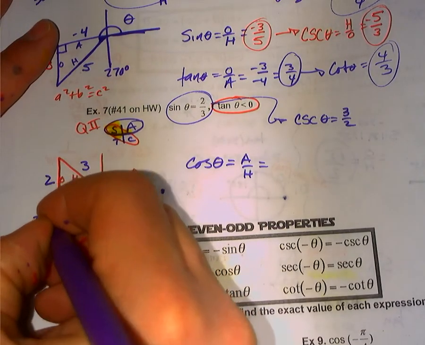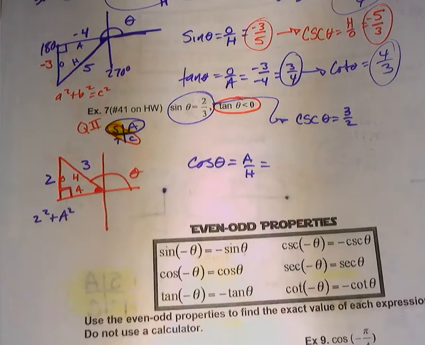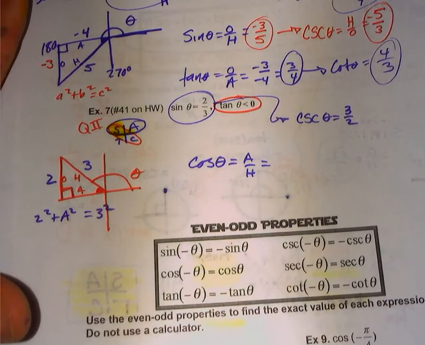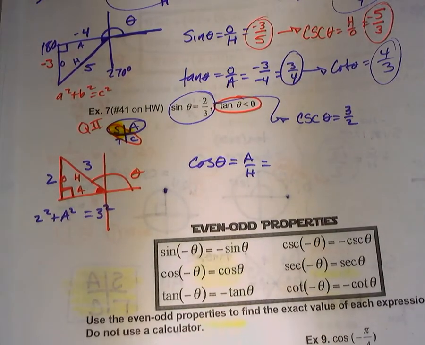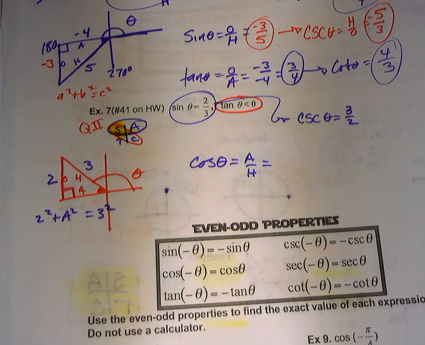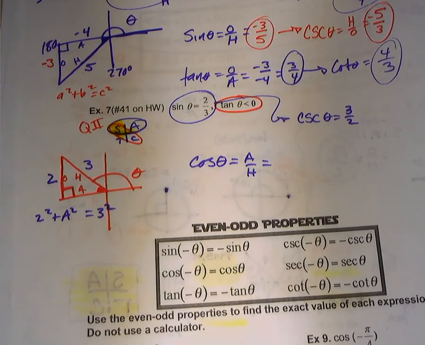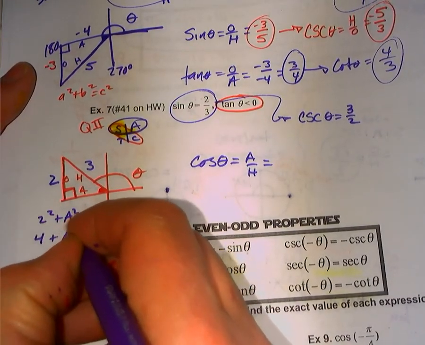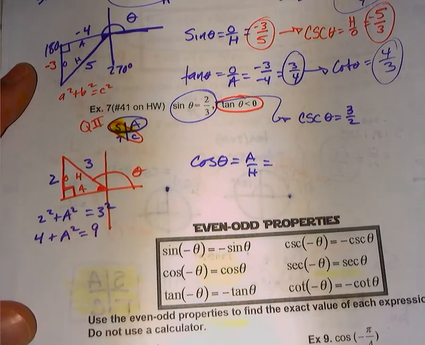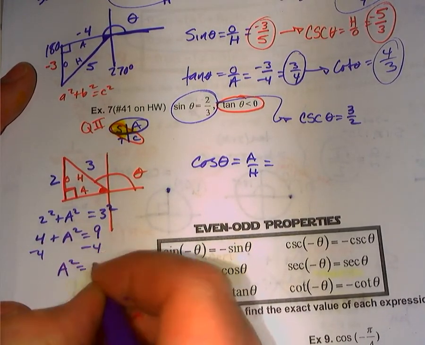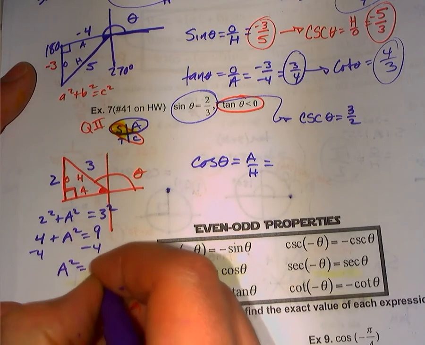Leg squared plus the other leg squared equals your hypotenuse squared. Remember, the hypotenuse is always the big guy. It's like the big brother. He's always by himself, so put him by himself. These are like the two little brothers. You have to have them paired up so they're not scared. That's 4, that's A squared, that's 9. We subtract 4 over. 9 minus 4 is 5, and we square root.